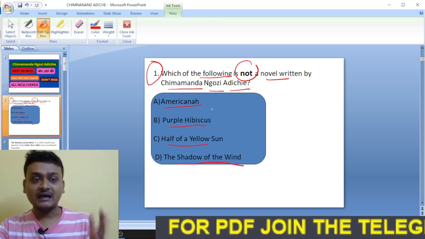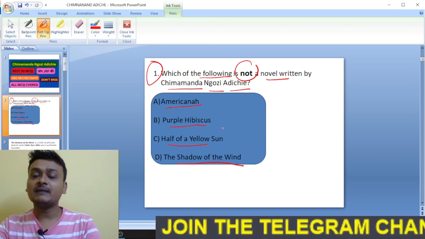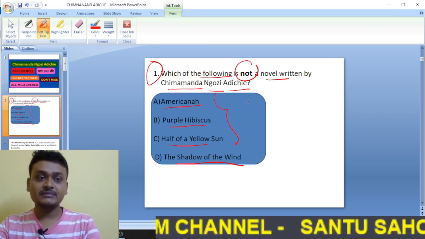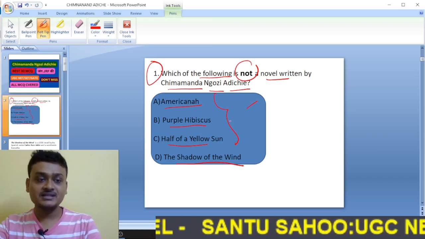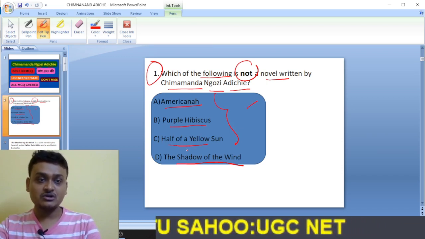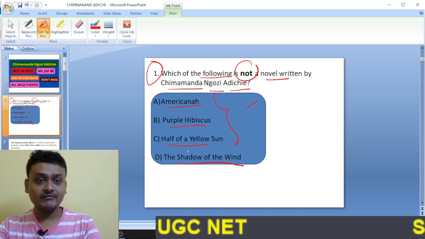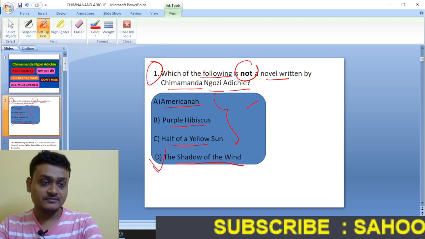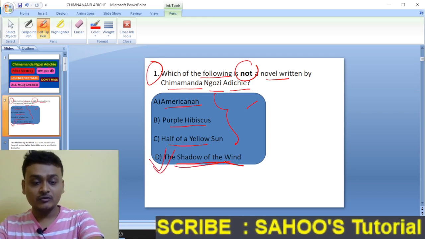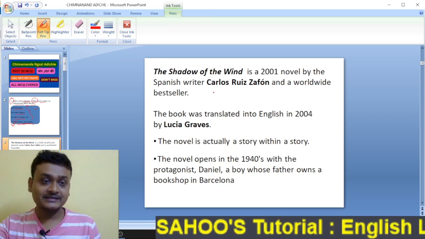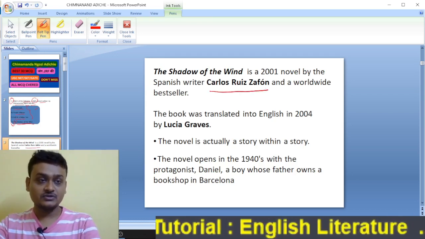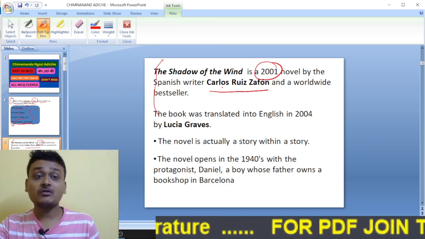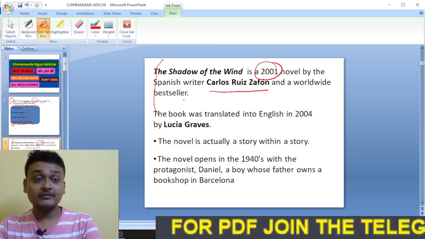So you know that Americanah, Purple Hibiscus, and Half of a Yellow Sun were all three fictional works, novels written by Chimamanda Ngozi Adichie. Whereas The Shadow of the Wind is not a novel written by her. So here D is the right option, and The Shadow of the Wind was written by a Spanish writer called Carlos Ruiz Zafón. It is a 2001 novel and a worldwide bestseller.